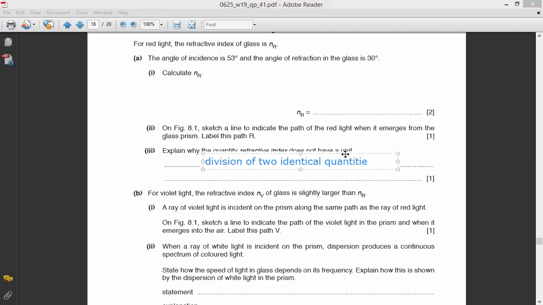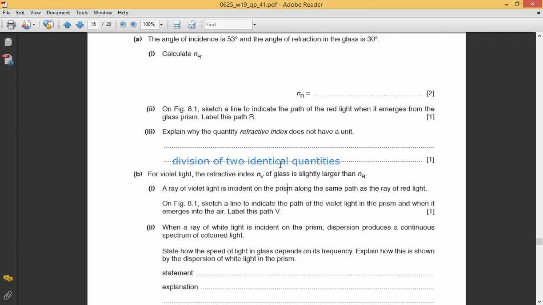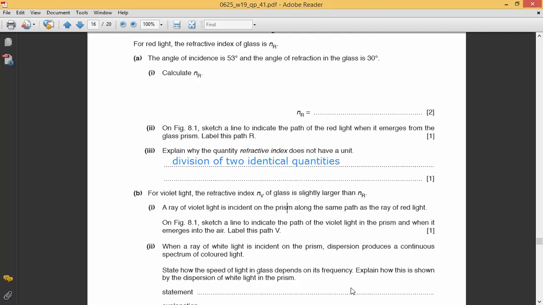Because we're looking at the division of two identical quantities, that's the reason refractive index does not have a unit. I hope we are clear on that.